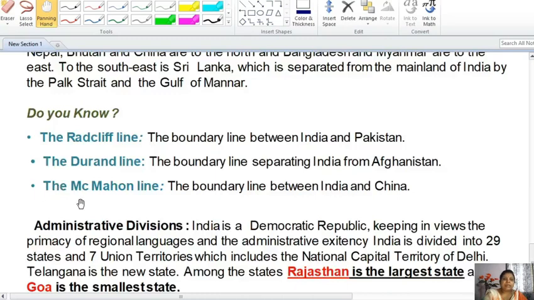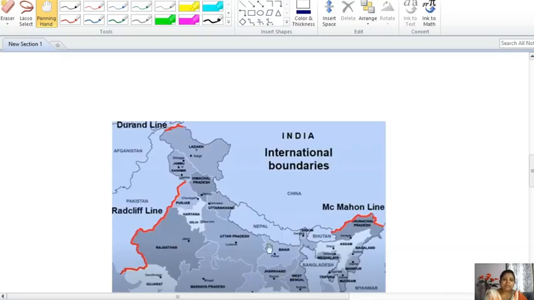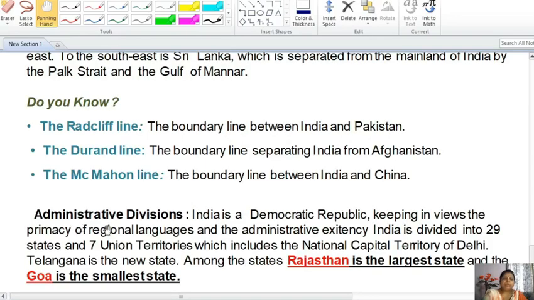The third one is the McMahon Line, the boundary line which lies between India and China. Here we come across India and China, and the McMahon Line is located along the boundary between India and China. So these are the important boundary lines which we find in India. One is the Radcliffe Line, Durand Line, McMahon Line.